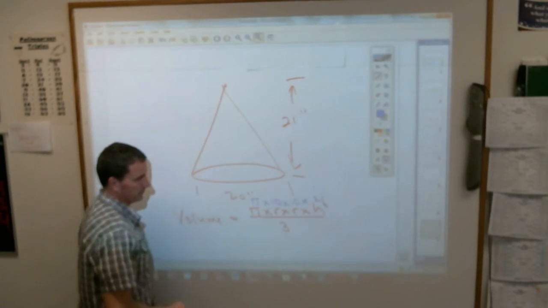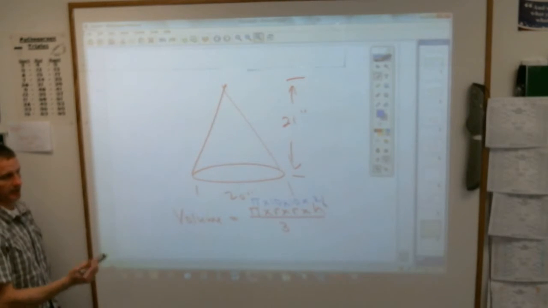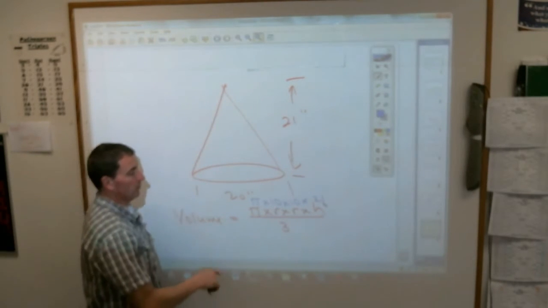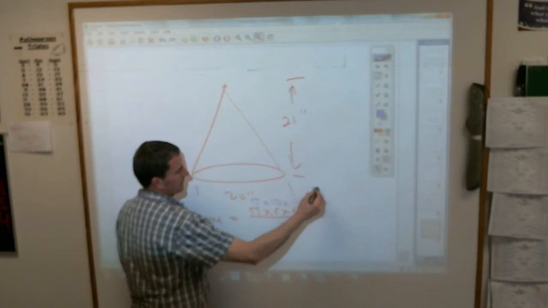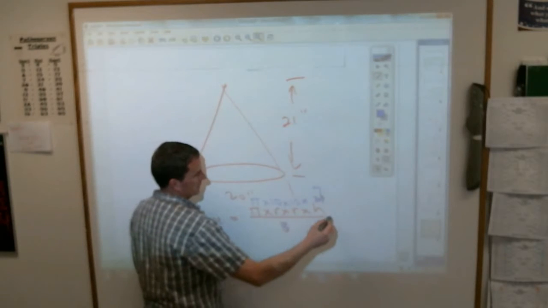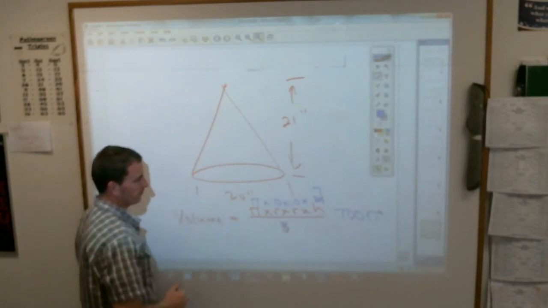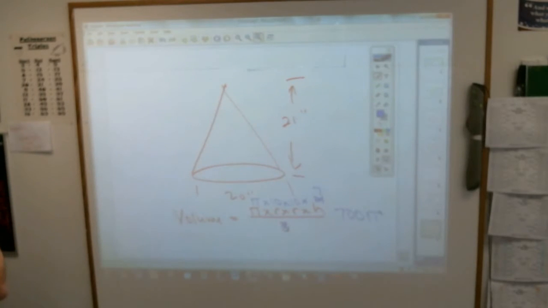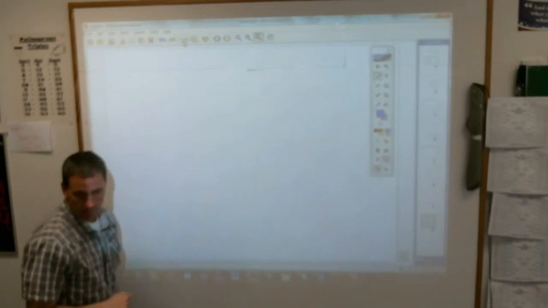21. Okay. And once again, rather than multiplying 10 times 10 times 21, then dividing by 3, I would go, oh look, 3 goes into 21 7 times, and then do the math. 10 times 10 is 100 times 7 is 700 pi. Difficult? Easy? Fácil? Fácil. One more. Let's do a pyramid.